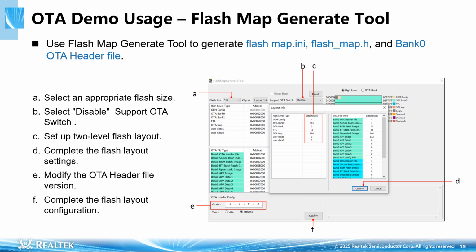Fourth, click the Confirm button to complete the flash layout setup. Next, modify the version information of the OTA header image in the version section. Finally, click the Confirm button to generate the required flashmap.h, flashmap.ini, and bank 0 OTA header files.